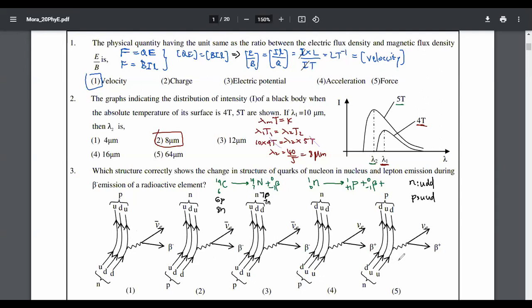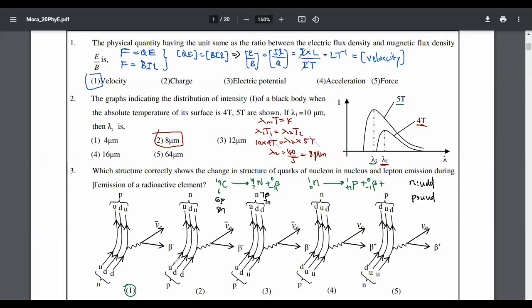So neutron is becoming... This is wrong, no people. This is wrong. This is not proton. This is the correct one for proton. Neutron has to become proton, right? First is the answer. No? Third one. First is the answer. First is the answer.